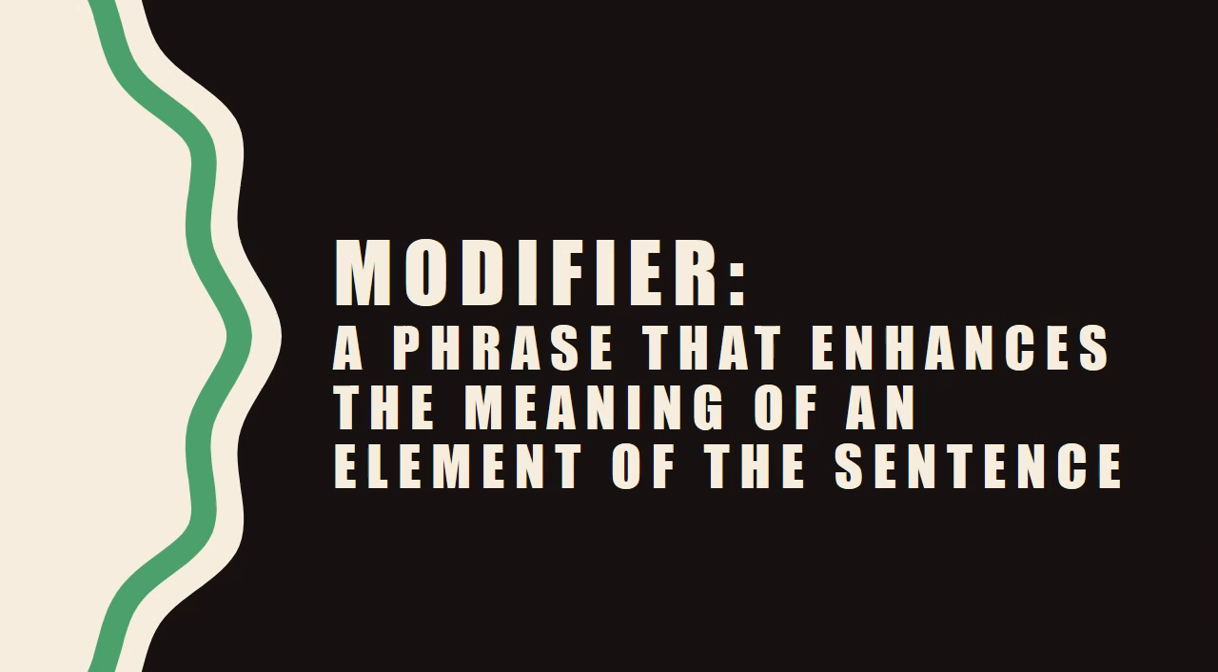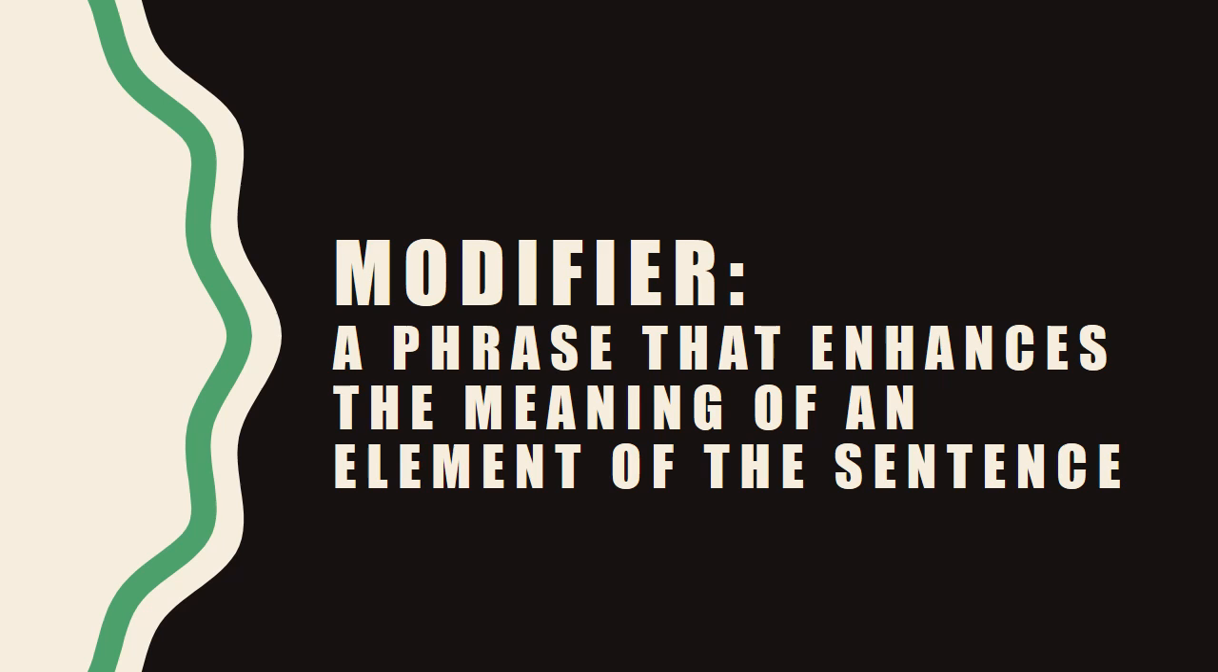First of all, we need to know what modifiers are if we're going to talk about mistakes with them. Here's a definition of a modifier. A modifier is a phrase that enhances the meaning of an element of the sentence that it's in. And we've already talked about phrases, that phrases can function as the parts of speech: noun, verb, adjective, adverb, or preposition. In this case, a modifier is usually going to be an adjective or an adverb, because adjectives modify nouns and adverbs modify verbs.